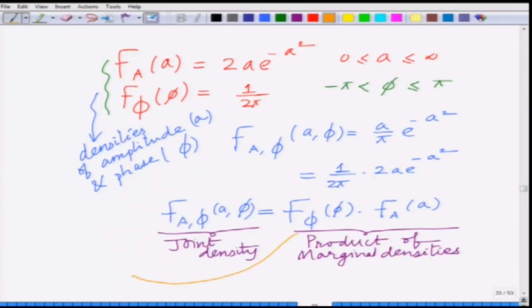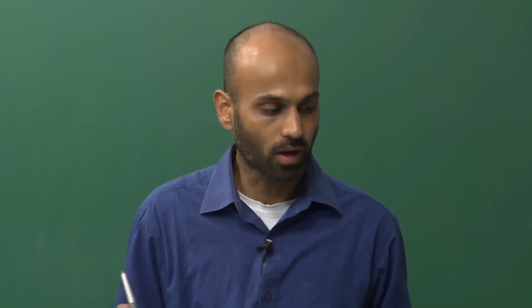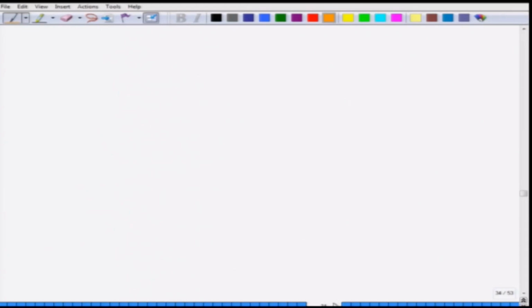So, this means that the amplitude and phase are independent random variables. And these densities can be used to derive very valuable properties of the fading channel. For instance, let us look at the following example to understand this better.